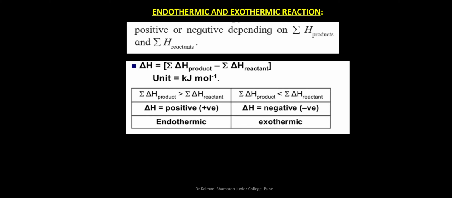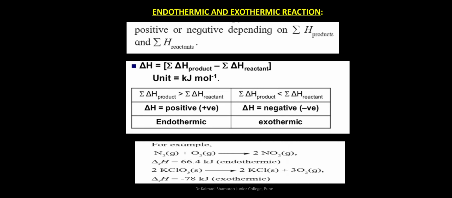On the other hand, if the summation of enthalpy of the products is smaller than the summation of enthalpy of the reactants, delta H is negative, which means that heat is released. The reactions in which heat is released from the system to the surroundings are called exothermic reactions.